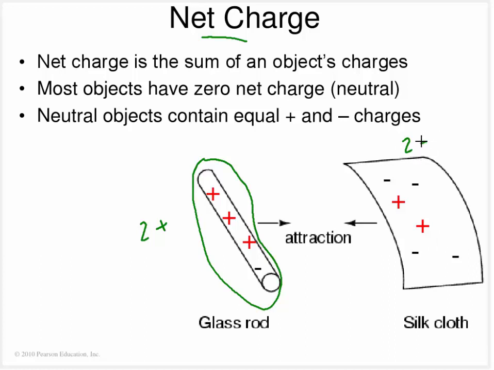Now, when we talk about attraction or repulsion, it's actually going to be the net charge of an object, because very frequently there will be many charges living inside of an object. Since we have 2 positive and 2 negative, there's going to be a net force of attraction between these guys. A neutral object is going to have an equal number of positive and negative charges, not an excess or deficiency of electrons.